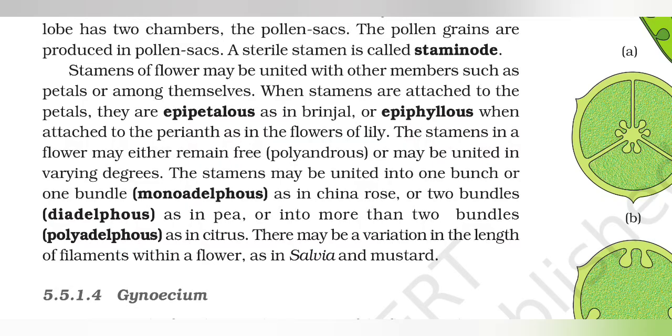The stamens in the flower may either remain free, polyandrous, or may be united in varying degrees. The stamens may be united into one bunch or one bundle, monoadelphous, as in China rose, or 2 bundles, diadelphous, as in pea, or into more than 2 bundles, polyadelphous, as in citrus. There may be a variation in the length of filaments within a flower, as in salvia and mustard.